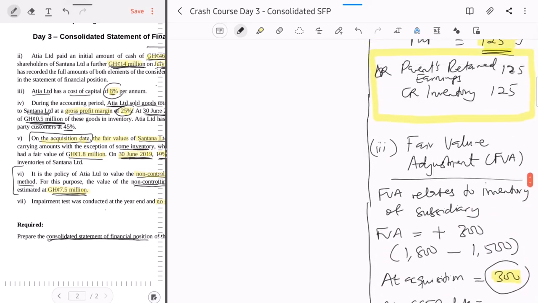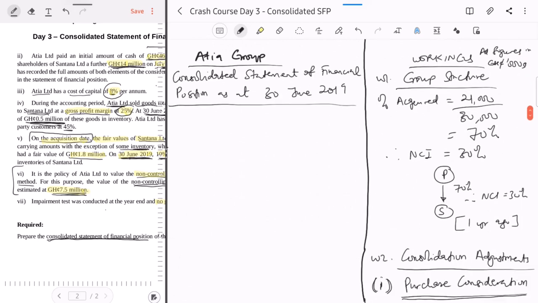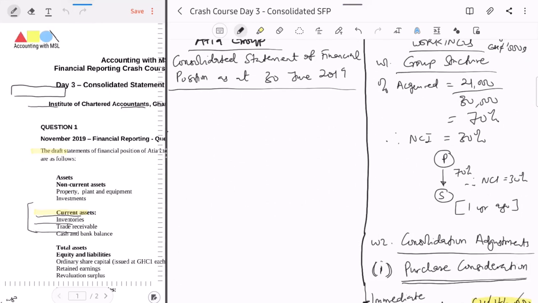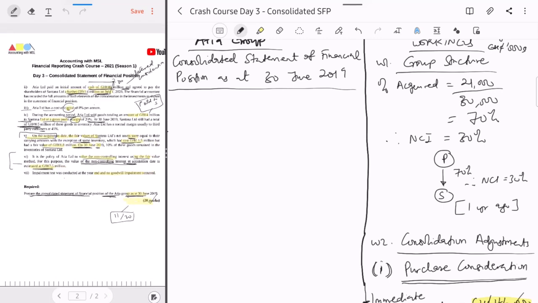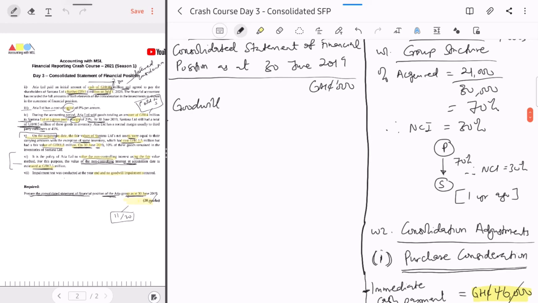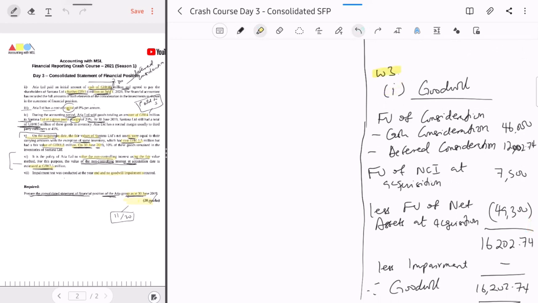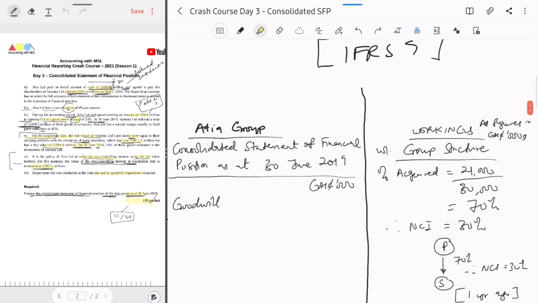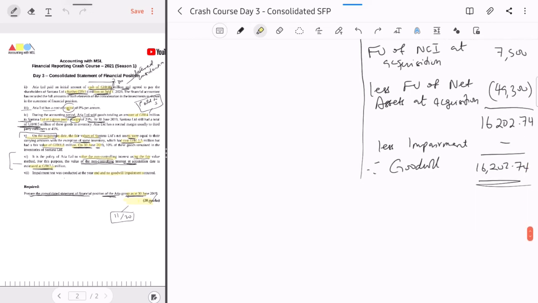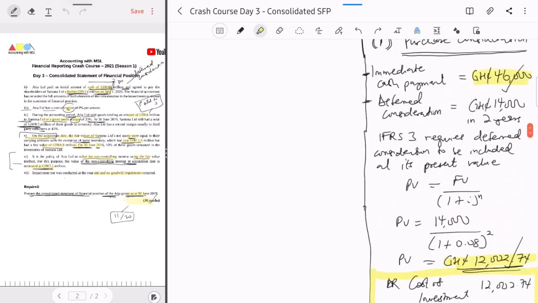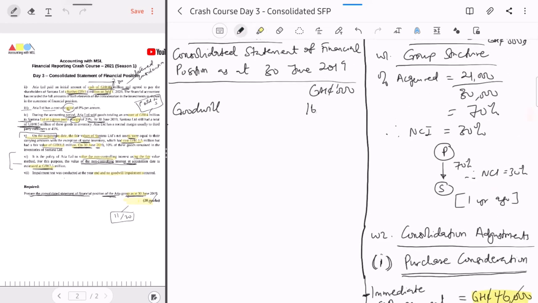So at this point, I can start dropping my figures because I have some numbers already. So I come to the balance sheet. This is a balance sheet, right? And it is Ghana Cedi in thousands, is it? Yes. So I just say Ghana Cedi in thousands. So I have my goodwill. And why do I need to cross-reference? Remember, goodwill was working 3i. So let me cross-reference that. I forgot the figure again. 16,202.74. So I put here 16,202.74. And this is working 3i. You are cross-referencing, so the examiner knows where you got your figure from, right?